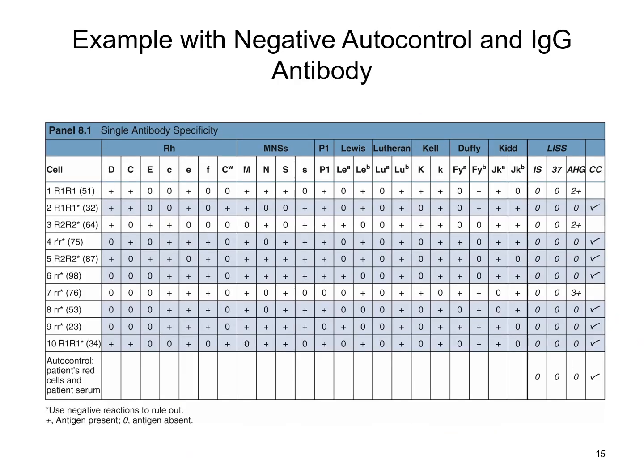Okay, so let's go back to our example that I just showed you earlier. So we recognized which ones were considered positive. So that's cells 1, 3, and cell 7 are positive. We've looked at our autocontrol. We determined that our autocontrol is negative, so we know that we're dealing with an alloantibody. So that just means that we're dealing with one of these: RH, MNS, P, Lewis, Lutheran, Kell, Duffy, Kidd.